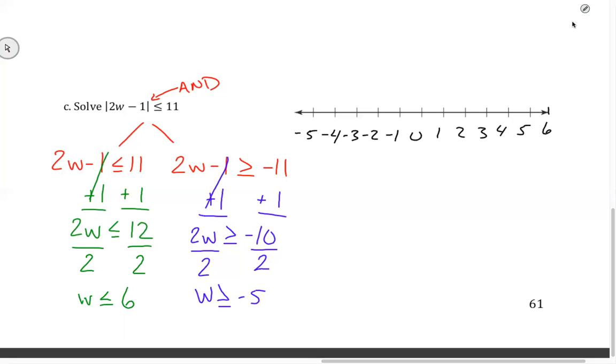Okay, so the one on the left is green. It says w is less than or equal to 6. So I'm going to come out here. It's going to be a solid circle, and I'm shading this way. The one on the right, w is greater than or equal to negative 5. That's a solid circle, and I'm shading to the right. So I shade to the left for the 6 and to the right for the blue. Bada bing, bada boom. Cool student in the room.